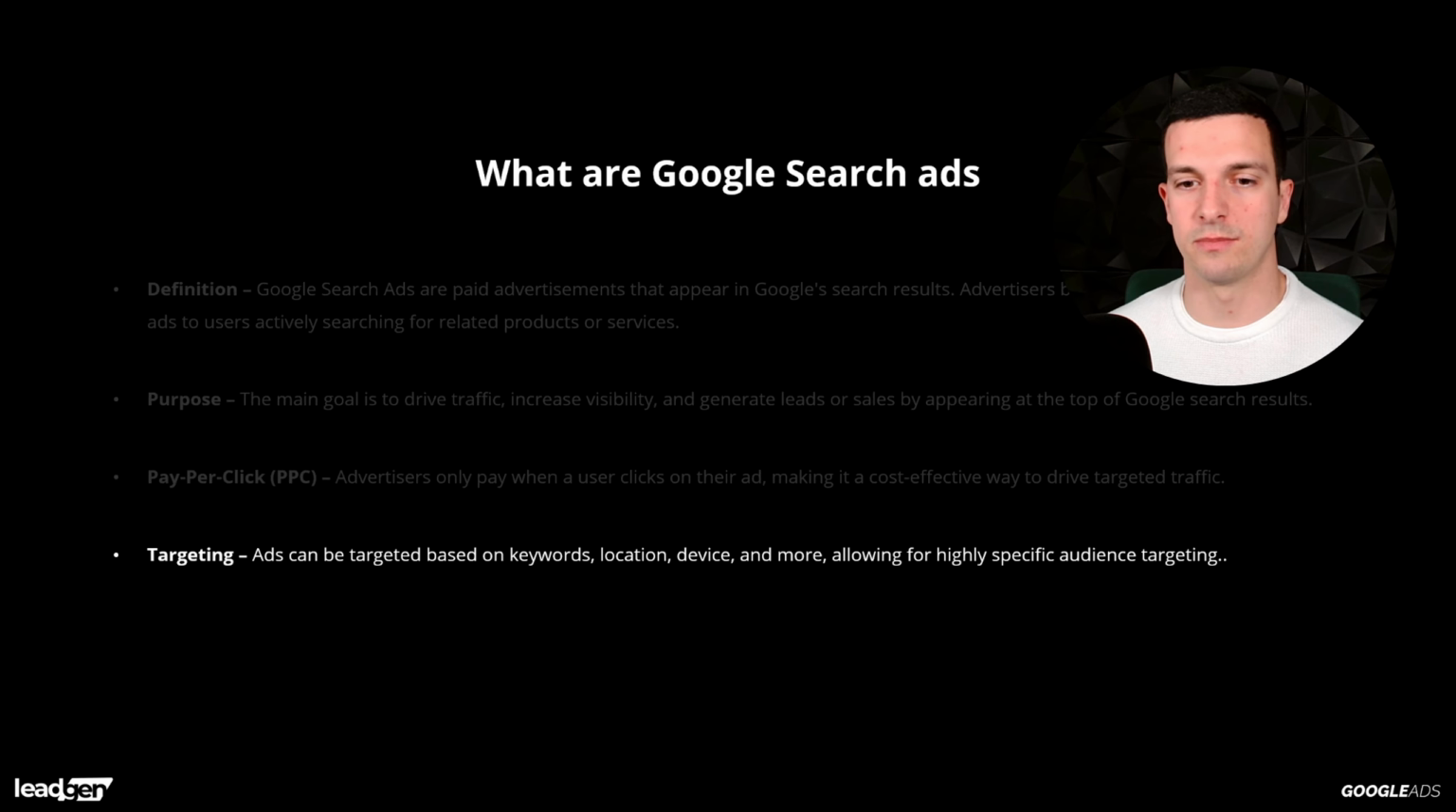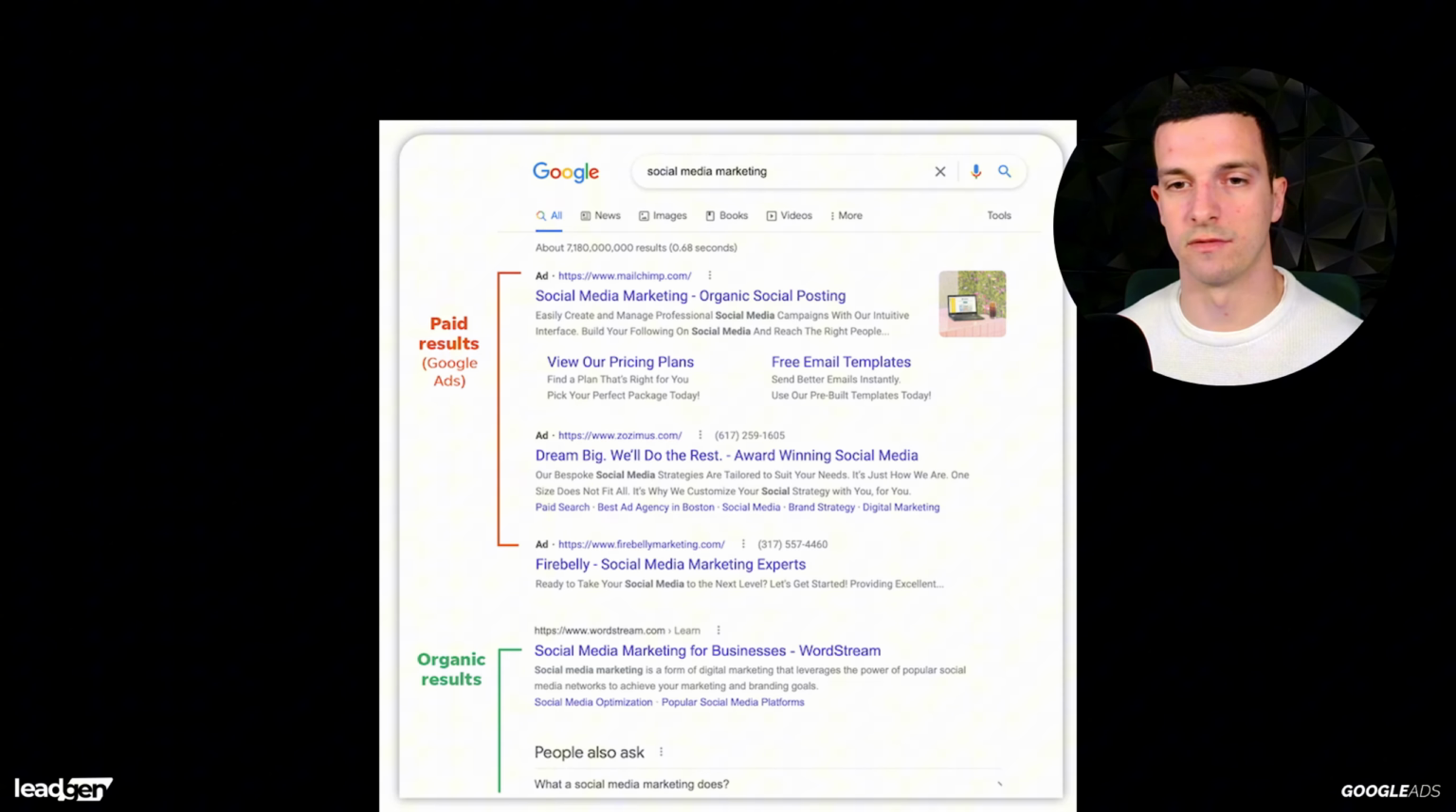Targeting ads can be targeted based on keywords, location, device, and more, allowing for highly specific audience targeting. The main thing will be by keywords, and that's what I'm gonna teach you as well. Like when someone's searching some kind of keyword, we place the ad and bring them to our landing page and convert them. But yeah, there are additional layers that you can have. Definitely location, devices, targeting, interest, and stuff like that. But we're gonna cover that in future lessons.